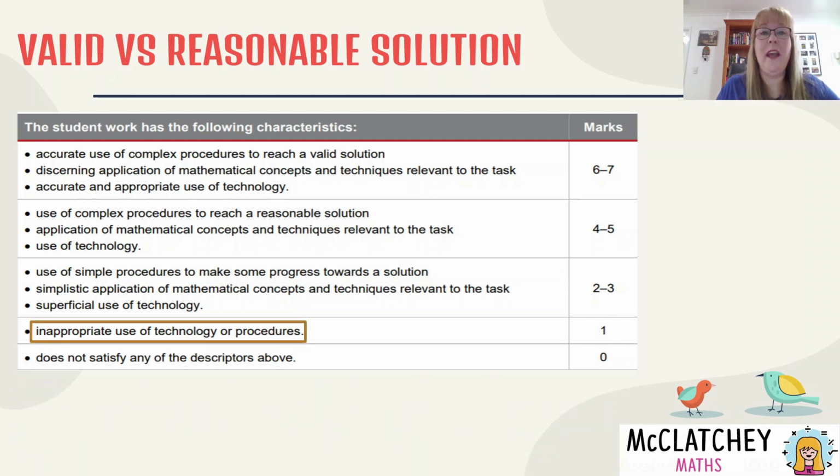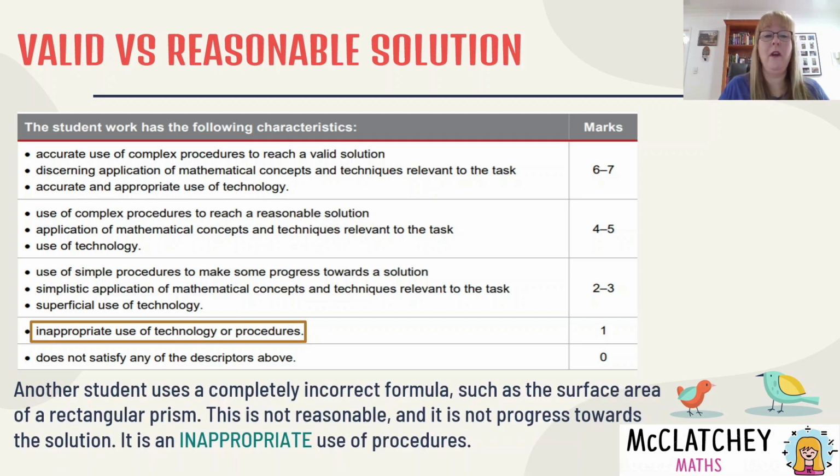Let's talk a little bit about inappropriate procedures. So we're going to focus on technology in a future video, but sometimes students don't even use complex or simple procedures. They use the wrong procedure altogether, and that means that they've not got a valid solution, they don't have a reasonable solution. In fact, they haven't made any real progress. So this would be a case, for example, where a student decided to work out the surface area of a rectangular prism. It's a completely wrong shape, and so therefore it's not even going to be progress towards a solution because you're supposed to be finding the surface area of a cylinder.